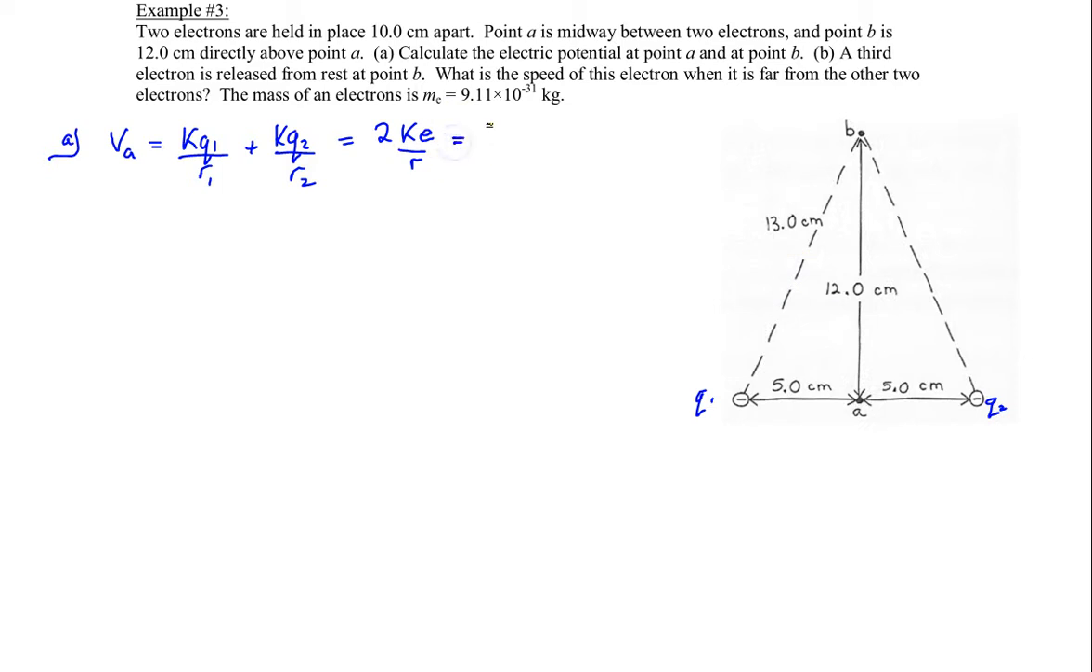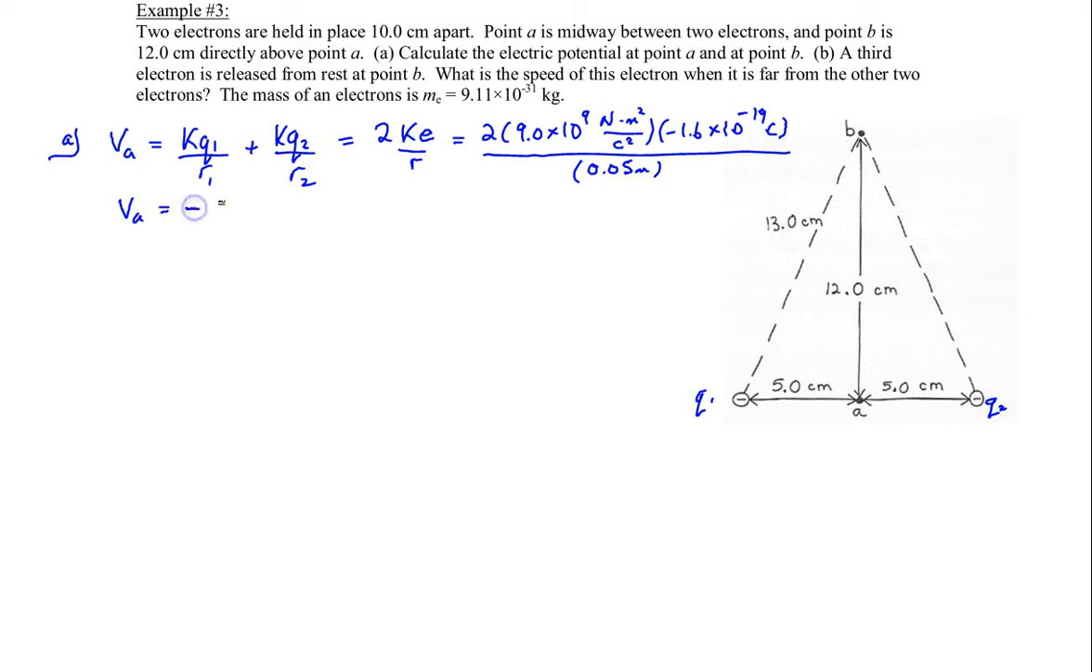So let's go ahead and substitute in here. We have 2 times 9 times 10 to the power of 9 newton meter squared per coulomb squared. The charge of the electron is negative 1.6 times 10 to the power of negative 19 coulombs, all over this distance of 5 centimeters, so 0.05 meters. If you put that on your calculator, you will get negative 5.76 times 10 to the power of negative 8 volts.